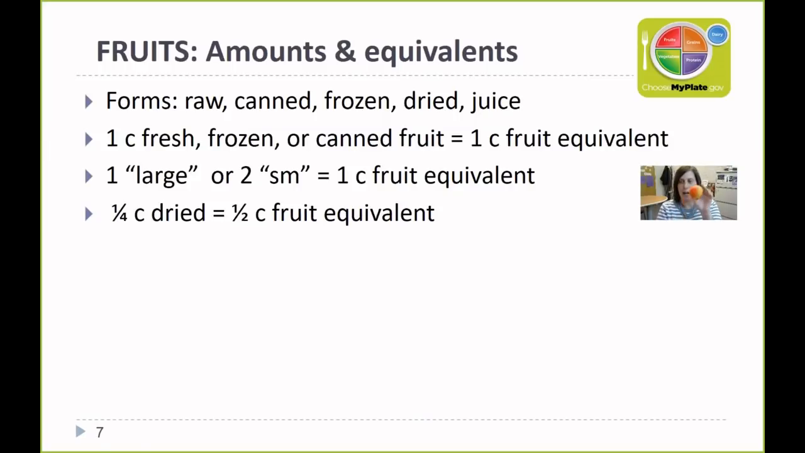And here I've got a peach. You could probably argue that this is a little bit bigger than a small piece of fruit. So this is more of a medium-sized piece of fruit. I don't have medium up there, but I would put it at about a 3/4 cup equivalent, because it's in between that 1 large and 2 small.